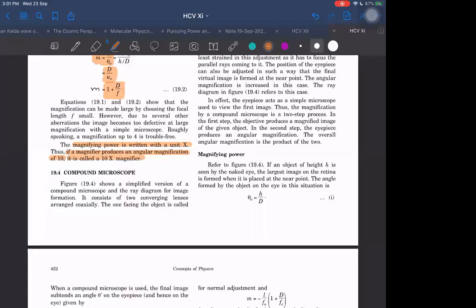Magnification can be made very large by choosing the focal length small. However, due to several other aberrations, here again he said an important point, the image becomes too defective at large magnification with a simple microscope. Roughly speaking, a magnification up to 4 is trouble-free. So I was assuming something completely wrong. Sorry, my mistake. Thank God I saw it here. I was saying that magnification could be 10 or something, but he is saying clearly that it cannot be even more than 4, because then there are a lot of aberrations.